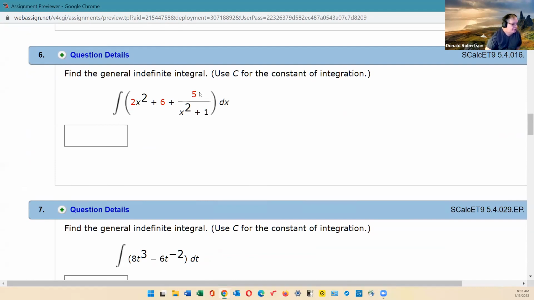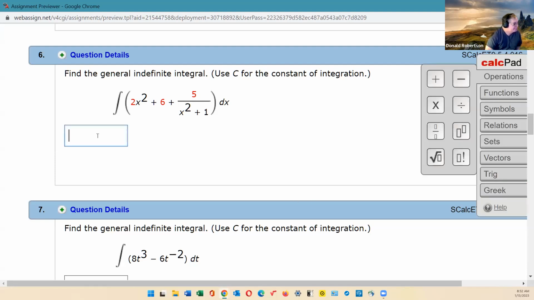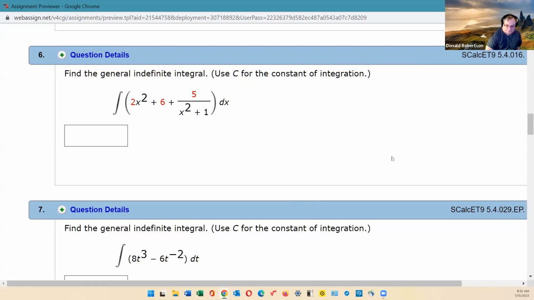What is the antiderivative of 5 over x squared plus 1? Any takers? 5 over x squared plus 1. What is its antiderivative? We've got someone who wants to have a shot at it. No, I know what you're doing here, Joshua, and it makes sense.